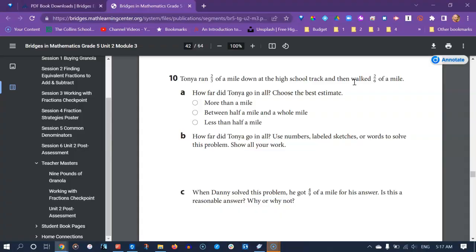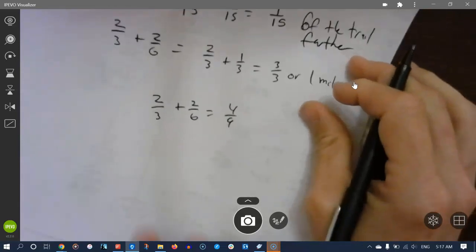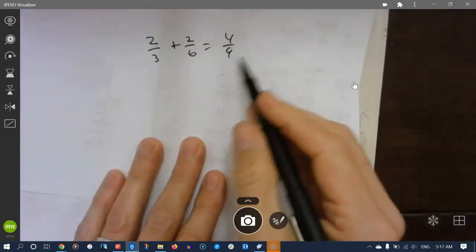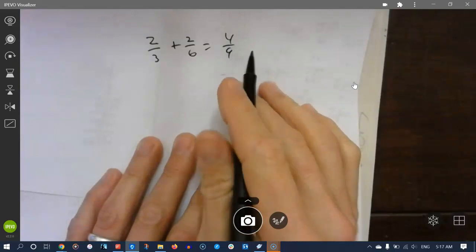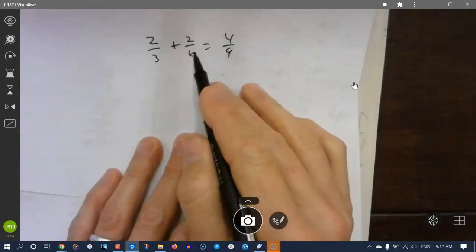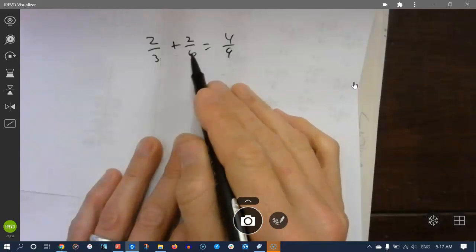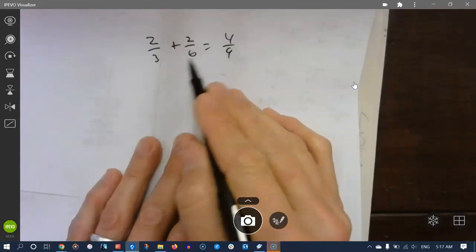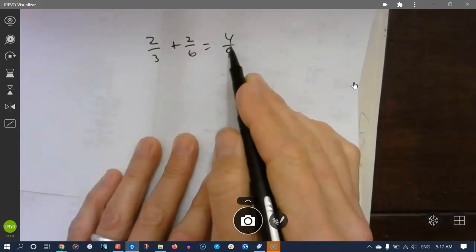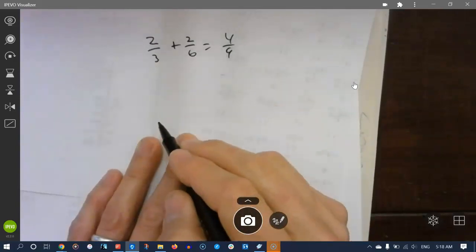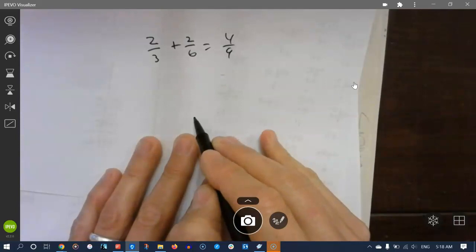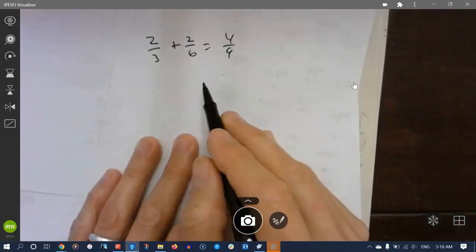And then Danny solved it and he got 4/9. So he said 2/3 plus 2/6 equals 4/9. Is that reasonable? Absolutely not. Number one, 9 is not an equivalent. It's not a multiple of either of these. Number two, he added them. Number three, 4/9 is less than 2/3. So there's a bunch of stuff you could have said to prove that Danny's response was not correct.